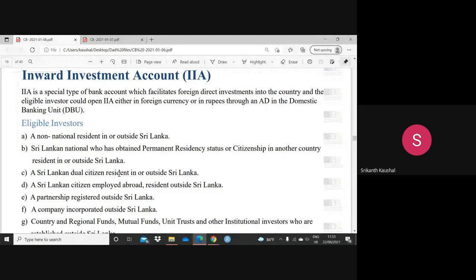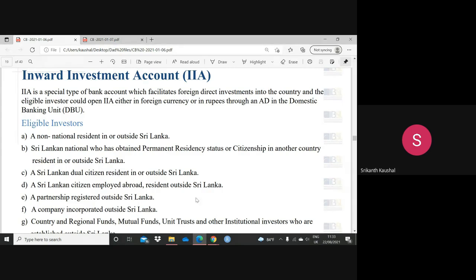Then a Sri Lankan dual citizen resident in or outside Sri Lanka. A dual citizen has taken both, so he can invest either here or over there in his own country. Then a Sri Lankan citizen employed abroad, resident outside Sri Lanka. Even those people, when they have excess money, can invest through an IIA. A company incorporated outside Sri Lanka, that means a foreign company, with no local connection, totally foreign. A partnership, again registered outside Sri Lanka. Maybe a country fund, regional fund, mutual fund.